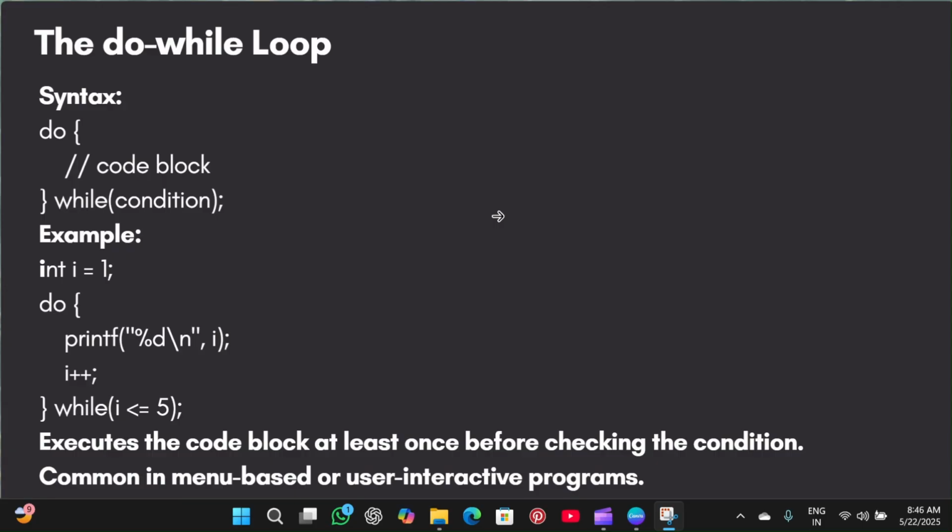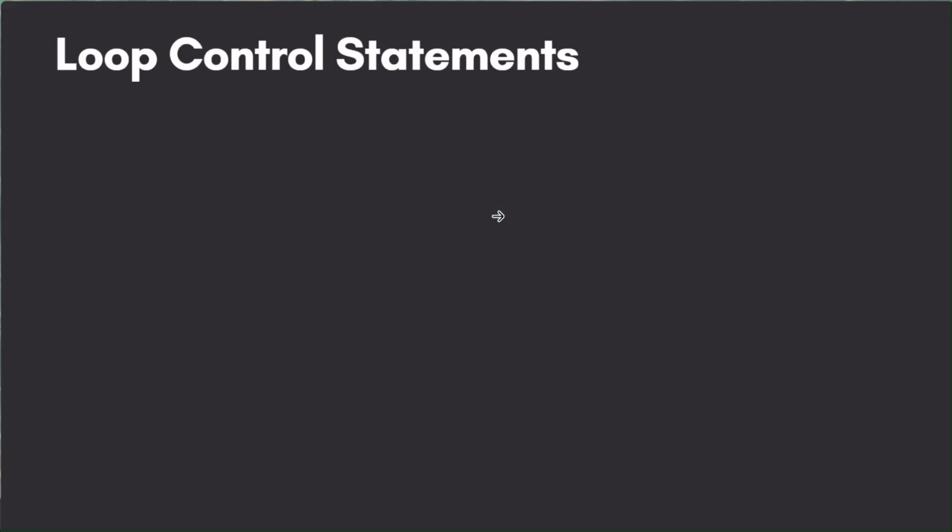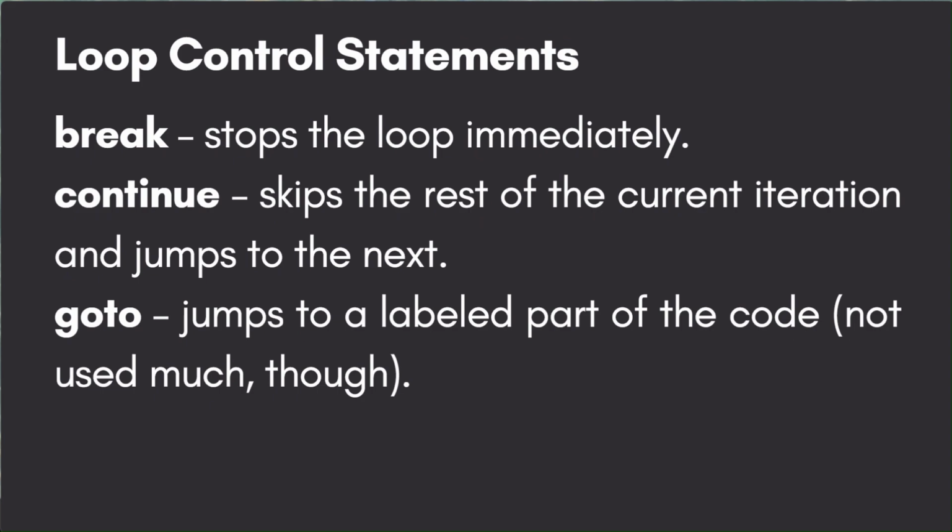Now let's talk about the loop controls. C has a few tools to control a loop flow. Break, continue, goto. Break exits the loop entirely. Continue skips the current iteration and jumps to the next. Goto jumps to the labeled part of the code. It is not usually used so much.